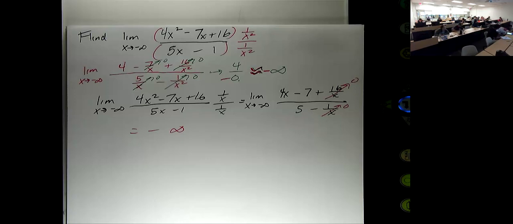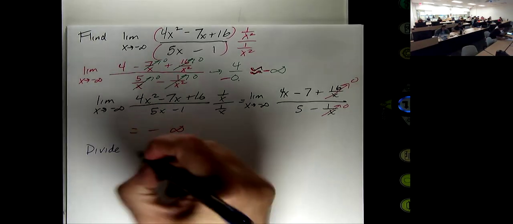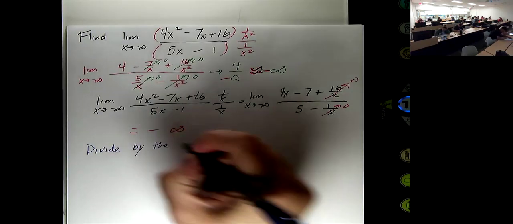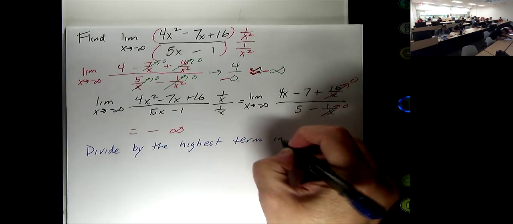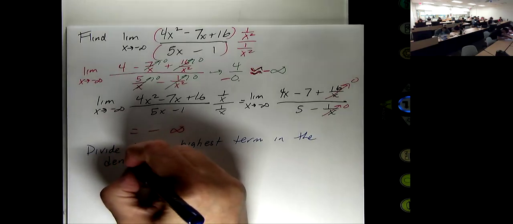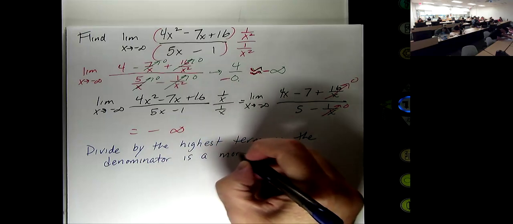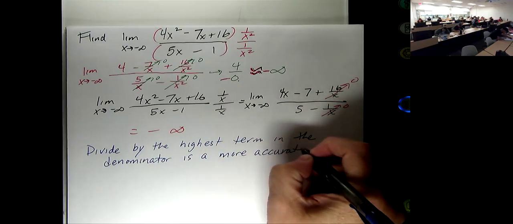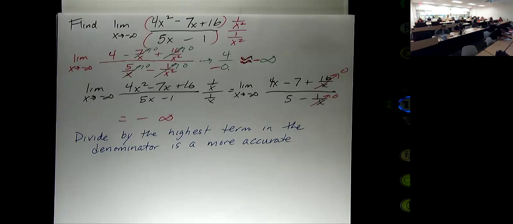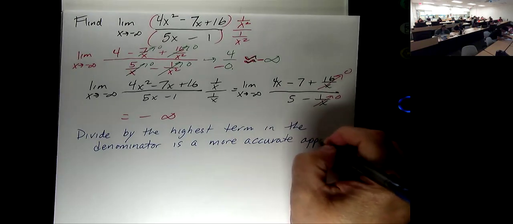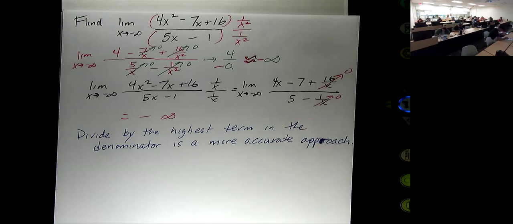So I'm gonna revise what I said earlier. Don't divide by the highest power, divide by the highest term in the denominator. That's a more accurate approach. That's what I had written down in my notes, and I got carried away with what I was saying and just ran with it, because it was already the highest term in the example I was looking at. This is what you wanna do. My bad.